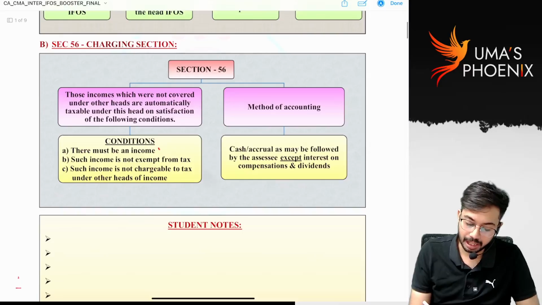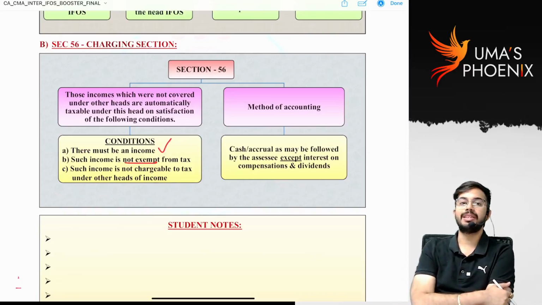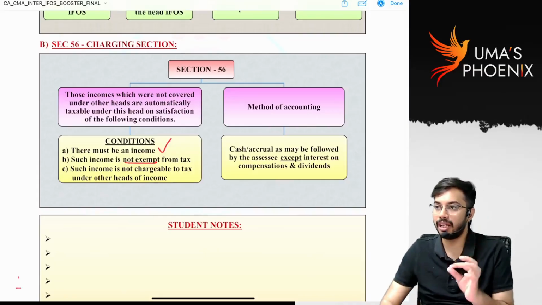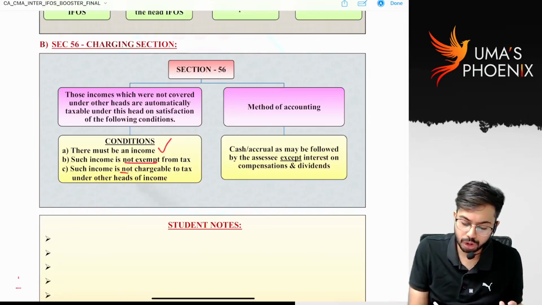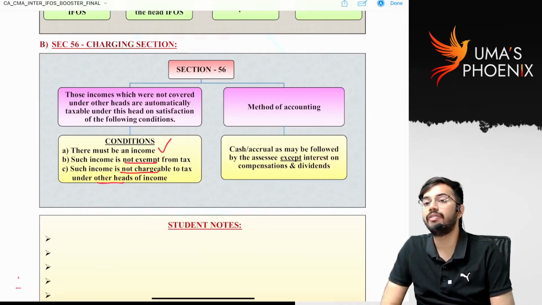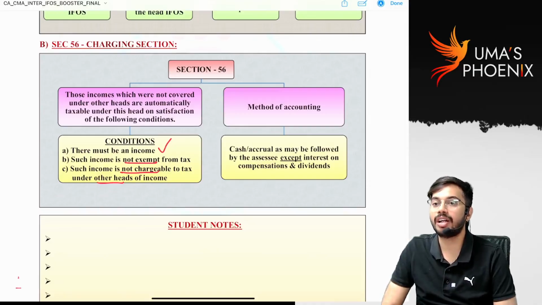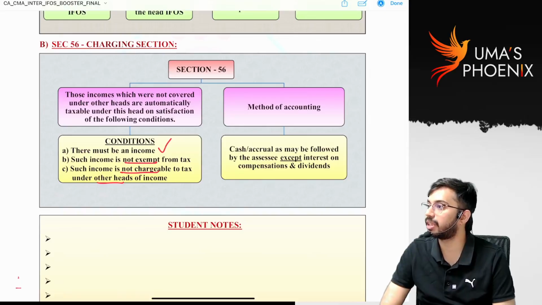There must be an income. Such income is not exempt, because if income is exempt, will it be taxable? It is not taxable. So there should be an income. Such income should not be exempt. Such income should not be chargeable under other heads of income. That means we call income from other sources the residuary head. Those incomes which are not taxable under the earlier four heads of income will be taxable under the head income from other sources. Are you able to understand?